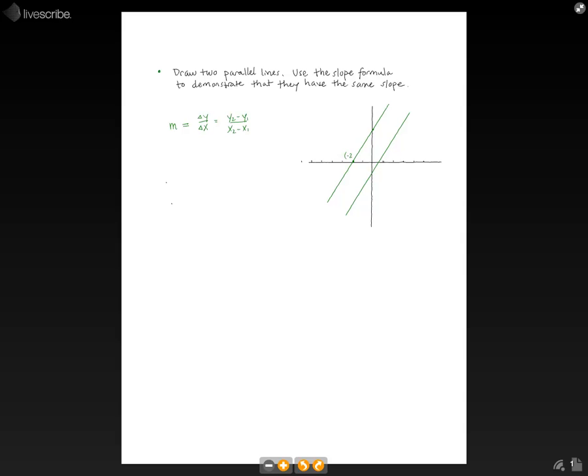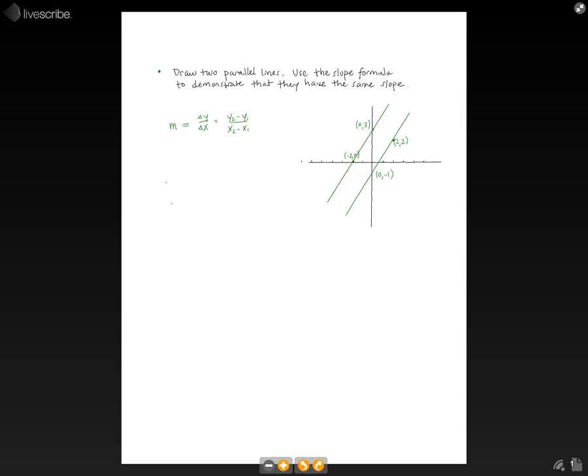So here's the point -2, 0. And here is the point 0, 3 on this line. Let's see if I can find some points on this one. Right here, I have the point 2, 2. And right here, I have the point 0, -1.